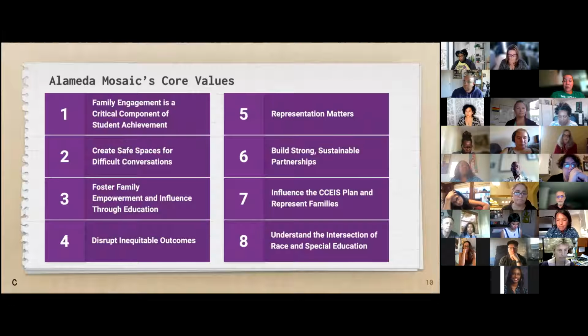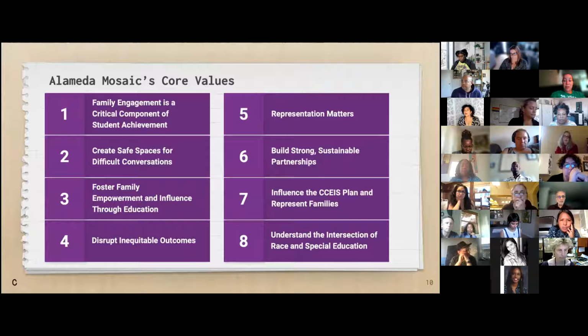creating a community around education where they feel welcomed, heard, and respected as co-educators. We also want to amplify their voices at school board meetings and other forums where culturally relevant perspectives and advocacy can influence decision-making. Our second core value is to create safe spaces for difficult conversations in order to build stronger, more sustainable school-family partnerships and remove barriers that sit between students and their path toward success.